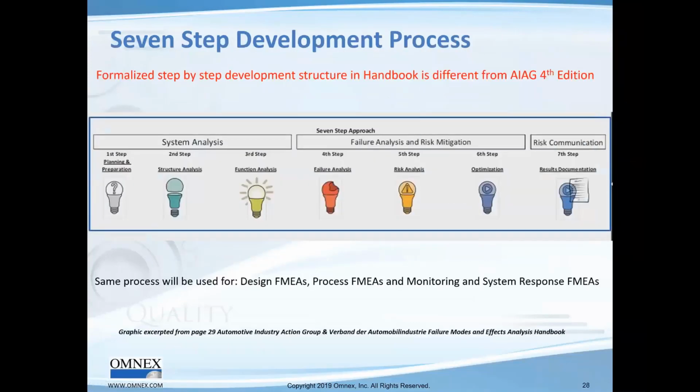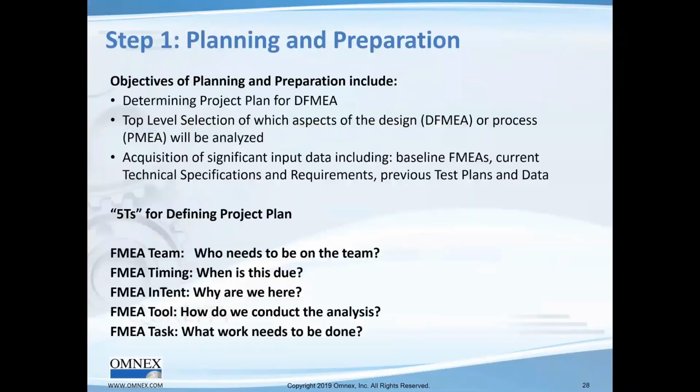All right, I feel like I'm being a little repetitive here. There's a formalized 7-step process. Let's go on. All right, step 1, there's the addition of the 5 T's. So you can see here, team, timing, intent, tool, task. Typically in the AIAG VDA, the tool is really the software tool that you're going to be using. Folks, let me just say this. With the complexity of the new form, Excel doesn't quite work because the relationship is 3-dimensional in this new AIAG VDA FMEA. All right?